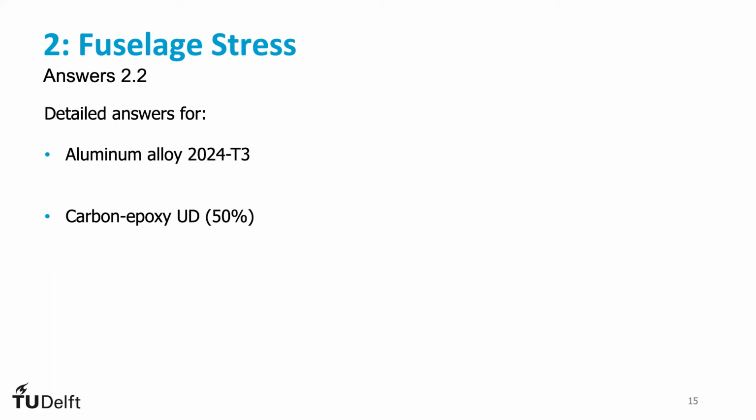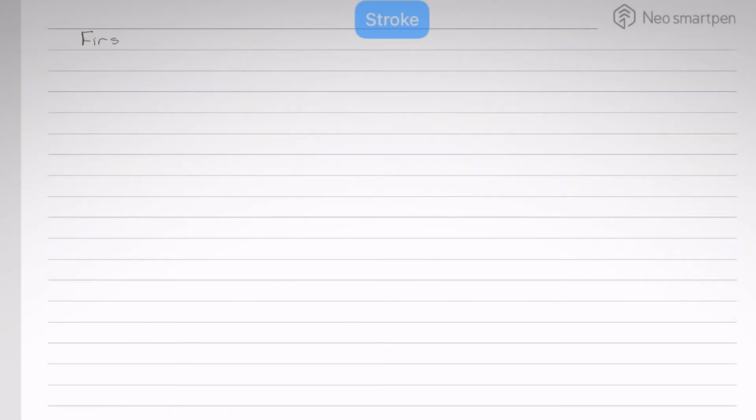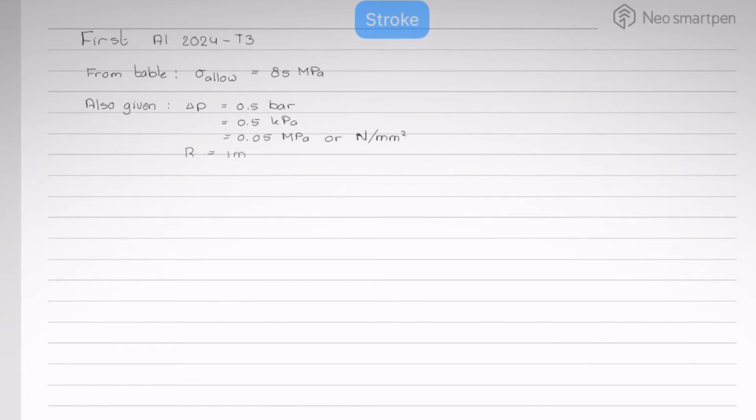We will illustrate the calculations by working two materials out in detail for only one radius. We will use one metal, 2024 T3 aluminium, and a 50% fiber content UD carbon epoxy composite. First, let's look at aluminium 2024 T3. From the table you were given, sigma allowable for aluminium is 85 megapascals. Also given is that delta P is equal to half a bar, which is equal to 0.05 megapascal. The hoop stress is given by sigma hoop being equal to delta P times R over T, and this must be equal to sigma allowable.